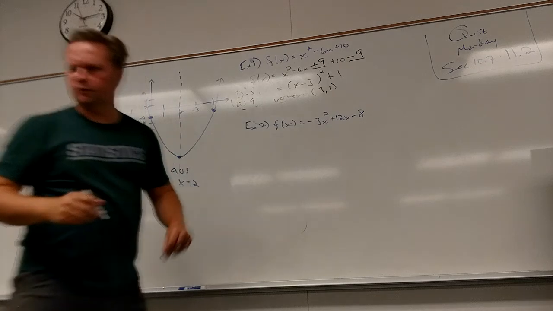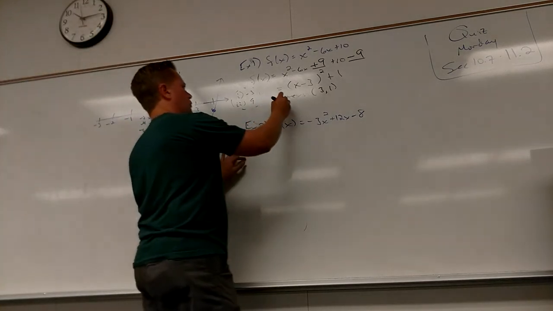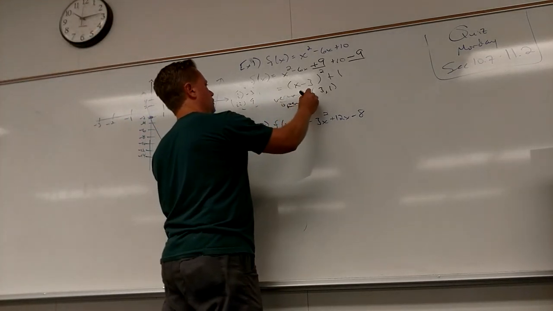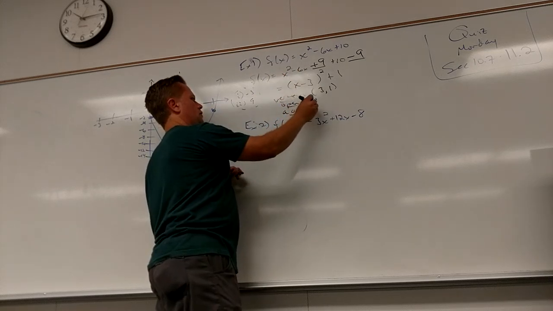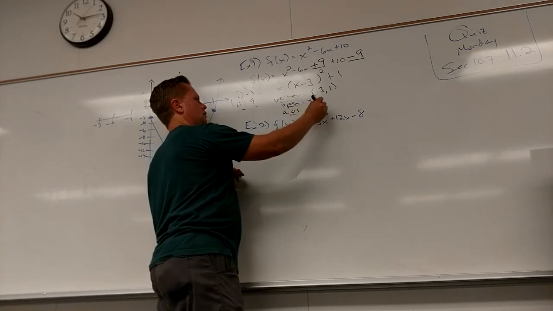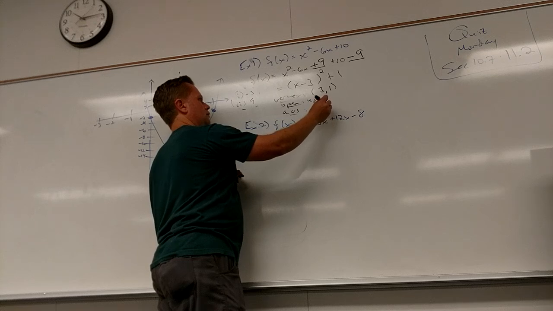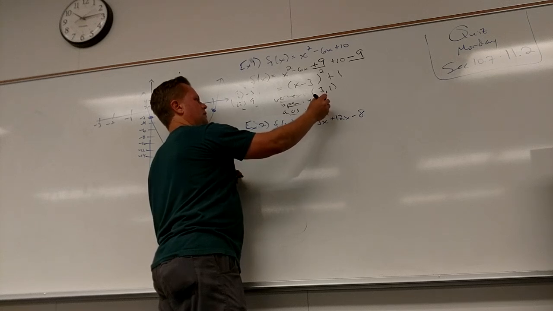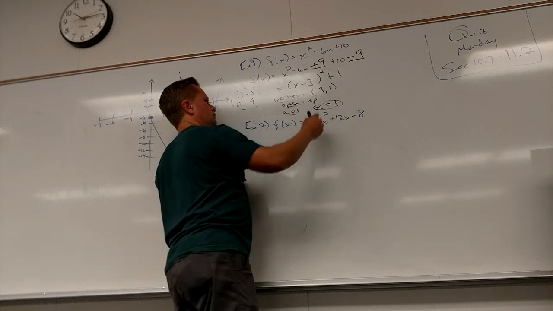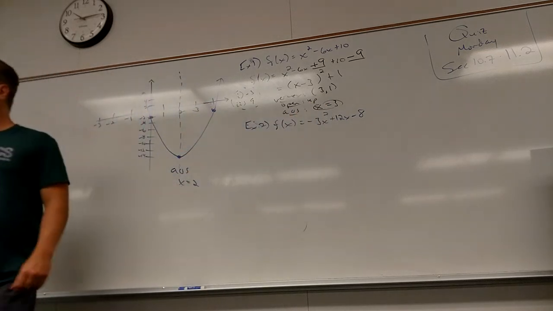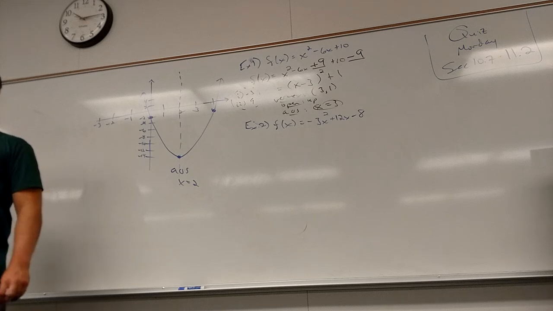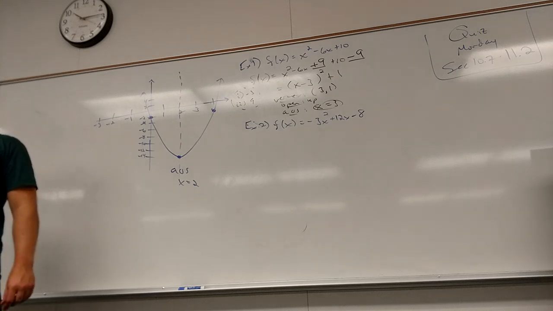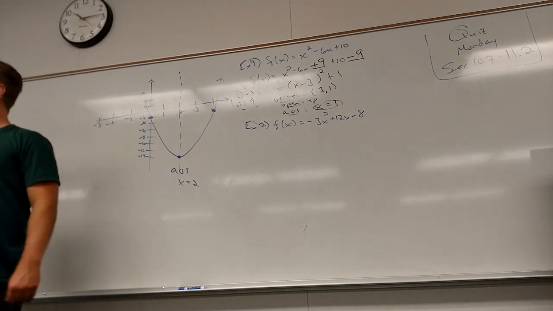What else did I ask for? Axis of symmetry. Does it open up or down? Up, because it's positive. And axis of symmetry, 0 and 10. Oh, wait a minute, that's the y-intercept. Axis of symmetry is x equals 3. Be careful. Axis of symmetry is a line, so the answer to that has to be the equation of a line. x equals 3. It's a straight up and down line.